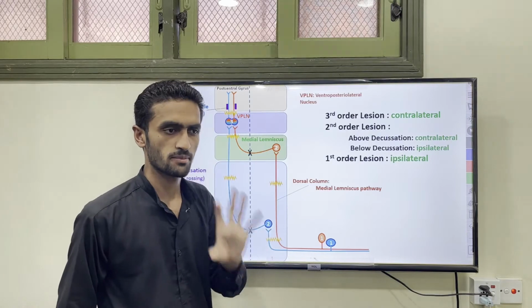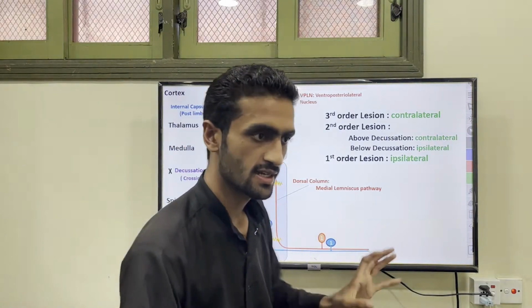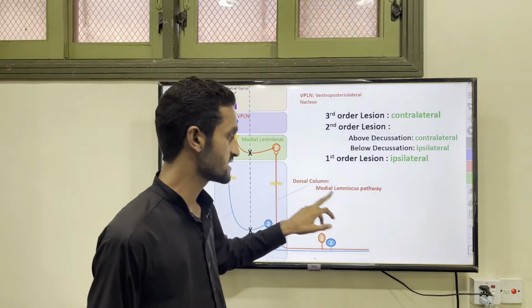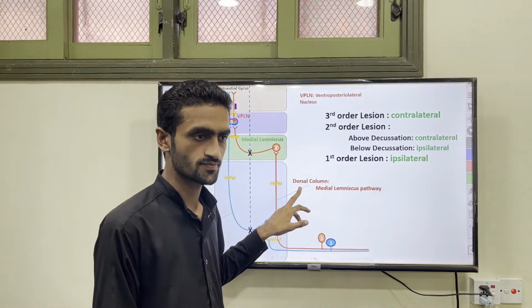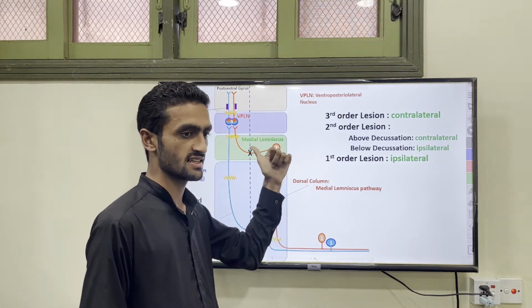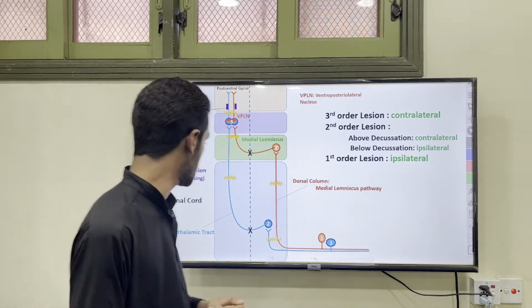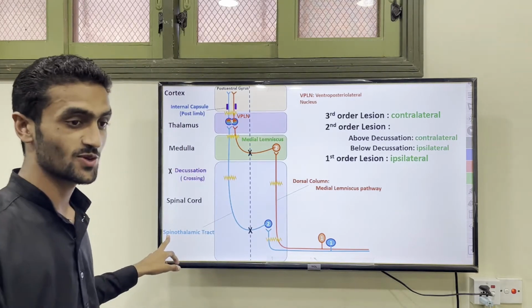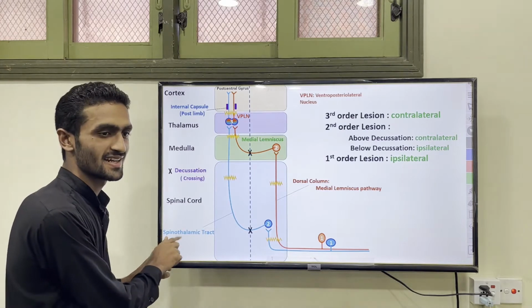So we named it that. What is the medial lemniscus pathway? The dorsal column pathway, because the fibers form a bundle as they cross at this level. That's why we named it medial. This is the spinothalamic tract, you know it better: pain and temperature.